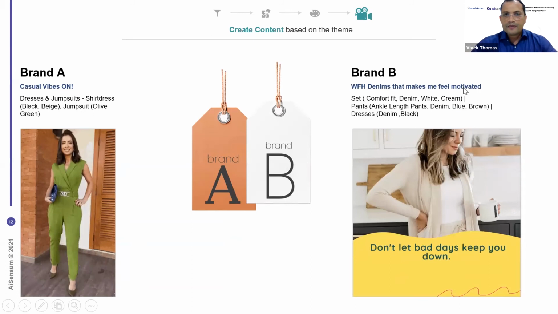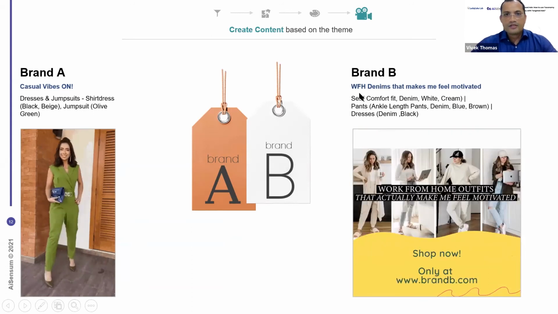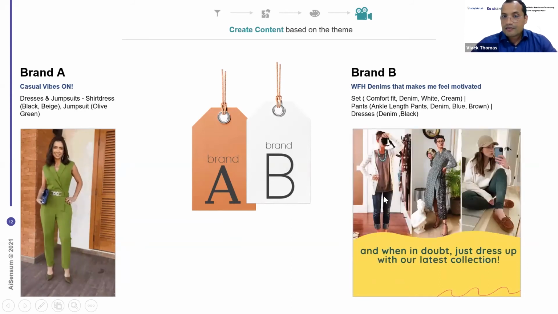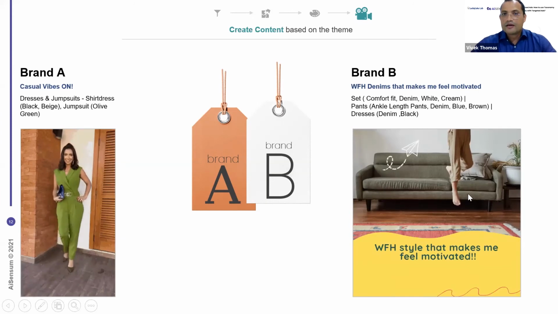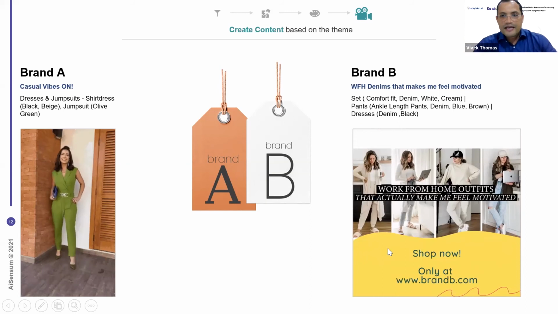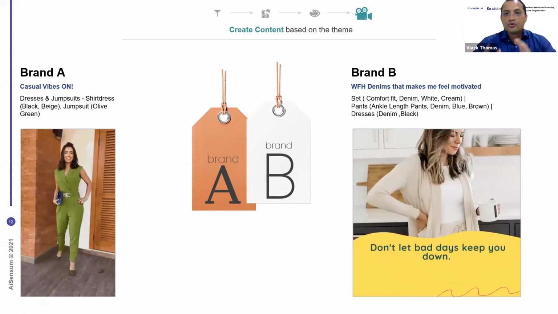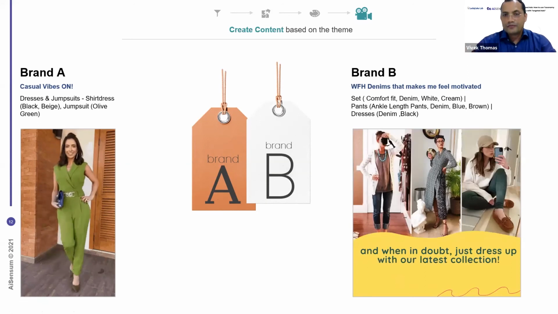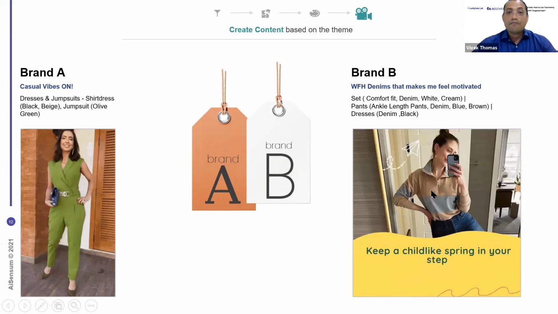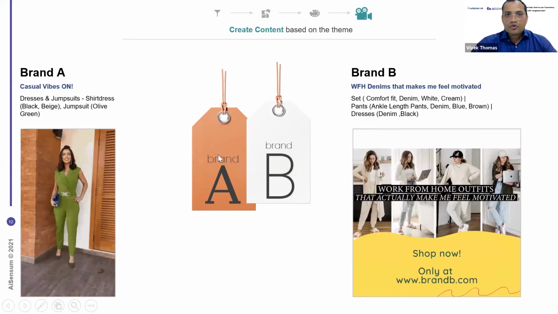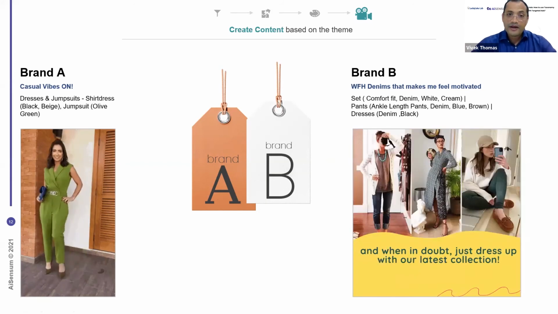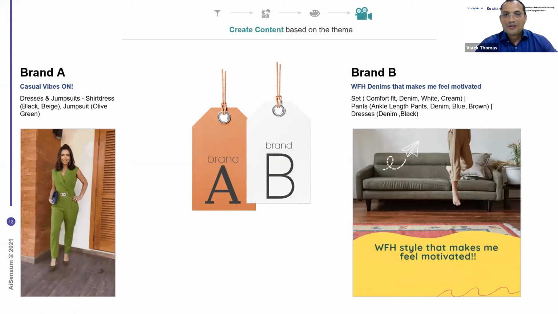At the same time, remember the first one which we had given, we talked about the work from home denims. The creative director has taken multiple products, bunched them together, and created a kind of a theme, which is like, hey, you've got these denim products. Here is how you can use these denim products in a work from home kind of an environment. And this was an ad created by brand B. Okay, now, once you loaded these ads onto the Facebook platform, let's look at how the performance happened.